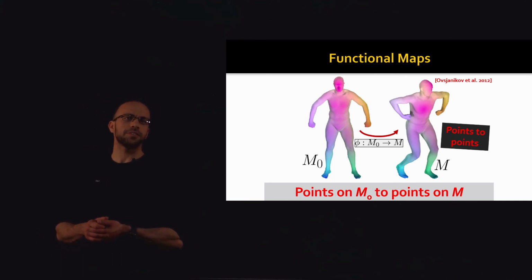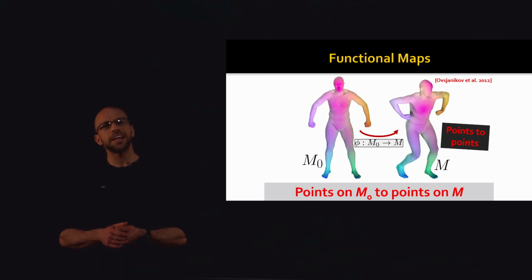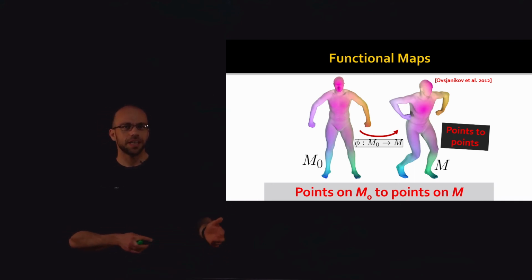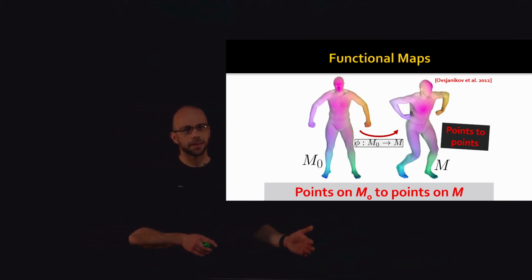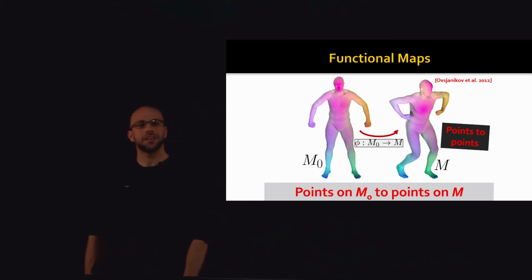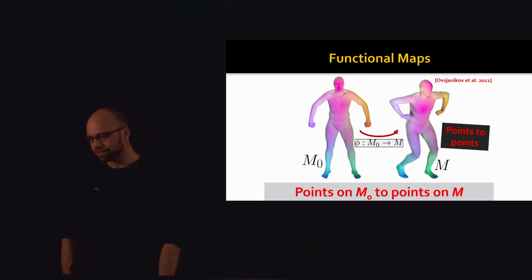So here I've got two different surfaces, M0 and M. And let's say that I do have a mapping from M0 into M, right? So here I've got a phi, which takes every point on M0 and outputs a point on M. Maybe it's smooth, low distortion, whatever. So a term that you see a lot in the functional mapping literature is that this is a point-to-point map. It takes points on one domain, outputs points on another.